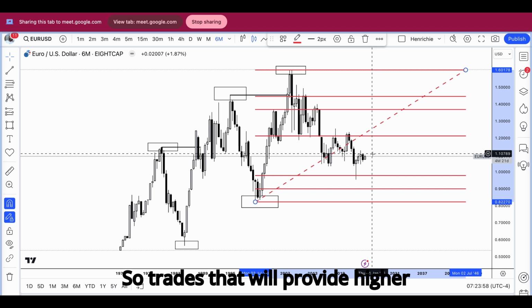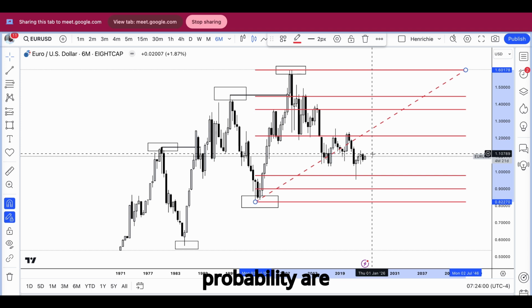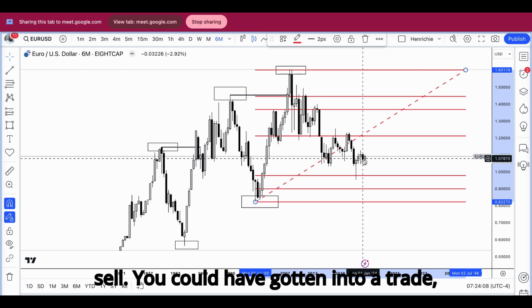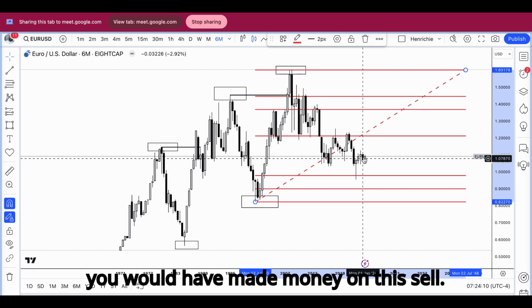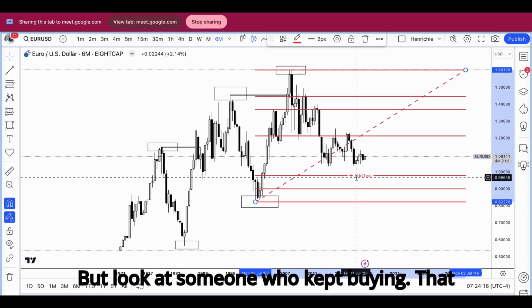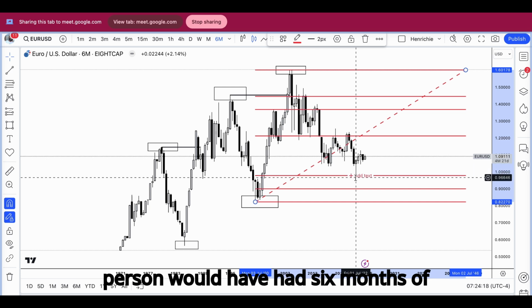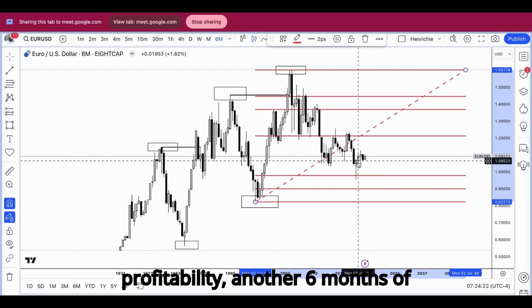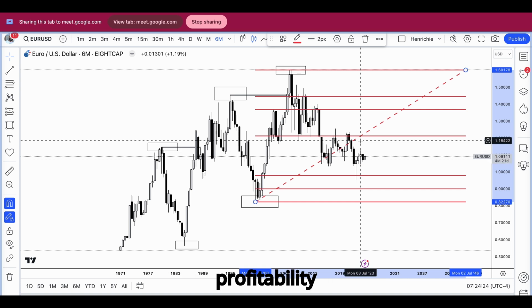So trades that will provide higher probability are buys. It doesn't mean you can't catch a sell. This right here was a sell. You could have gotten into a trade, you would have made money on this sell. It was a big sell-off. But look at someone who kept buying. That person would have had 6 months of profitability, another 6 months of profitability, another 6 months of profitability.